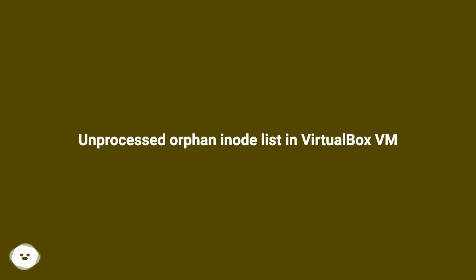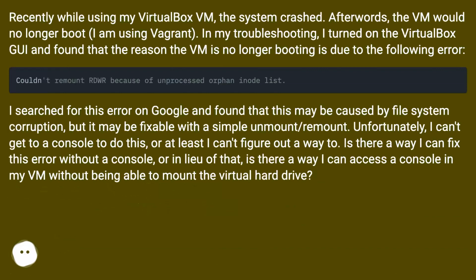Unprocessed Orphan Inode list in VirtualBox VM. Recently, while using my VirtualBox VM, the system crashed. Afterwards, the VM would no longer boot. I am using Vagrant. In my troubleshooting, I turned on the VirtualBox GUI and found that the reason the VM is no longer booting is due to the following error.